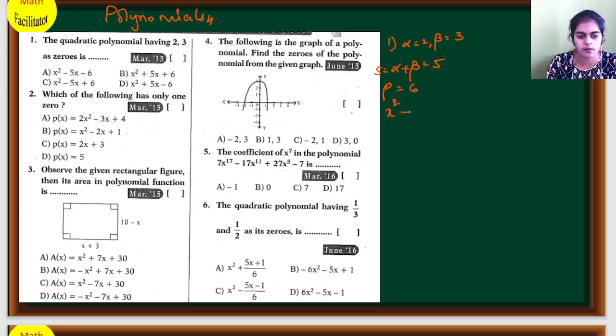So if I want a polynomial, it is x square minus sum of zeros into x plus product. So x square minus sum of zeros is 5, so 5x plus product is 6. So which is the correct option? X square minus 5x plus 6. C is the correct option.